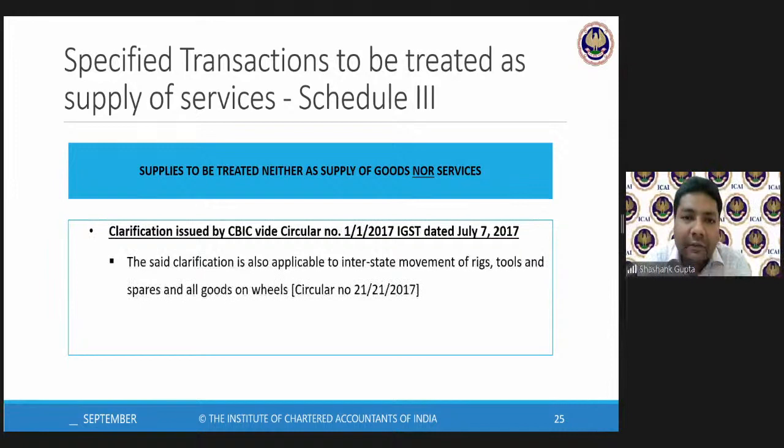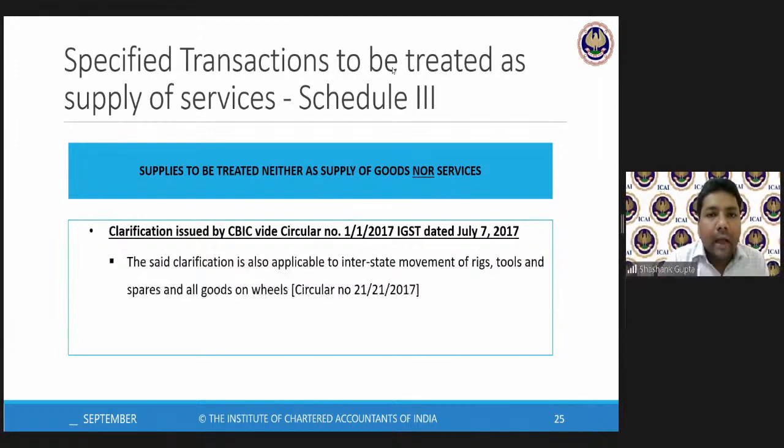So there are certain drinks which give you wings, and there are certain goods which are on wheels. So all goods which are on wheels, those have been said to be covered under this clarification. And not only this, rigs, tools, and spares. These are also covered under this exception, that their interstate movement would not be liable to tax by virtue of being excluded, that is, neither supply of goods nor services. So these are certain additional aspects that we have discussed.